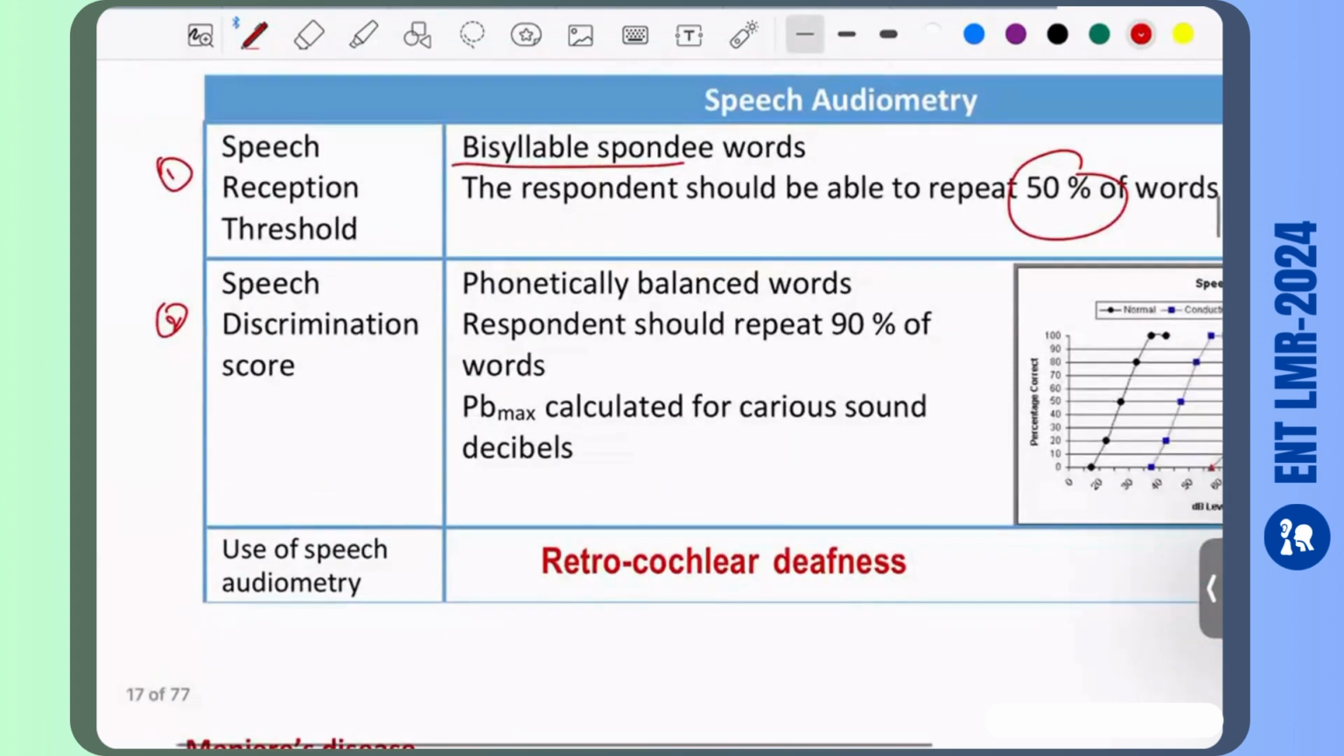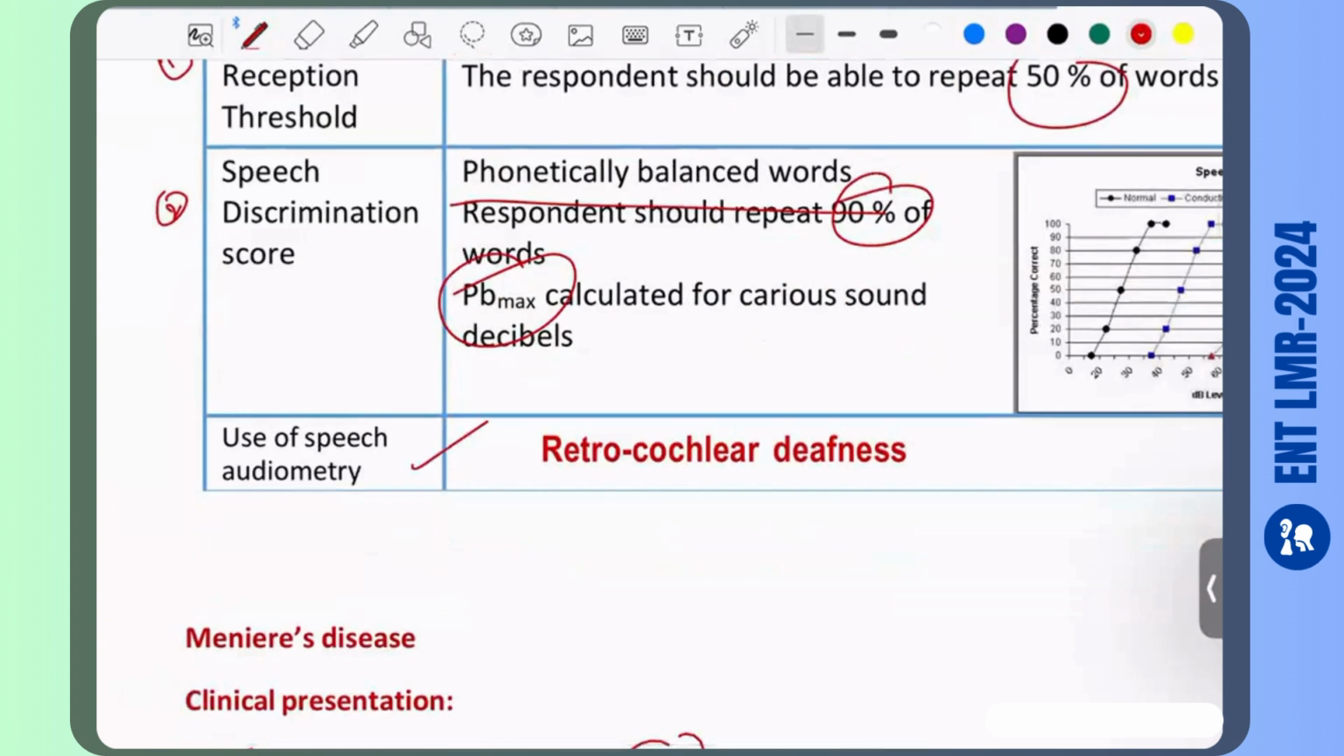But for speech discrimination score, the patient should be able to repeat at least 90% of the words. These are phonetically balanced words, and if the patient is able to repeat 90% of the words, we call it PB max. Speech reception threshold, 50% of words. Speech discrimination score, PB max, phonetically balanced score, 90%. Very, very important: the rollover phenomenon is seen only in speech audiometry, and it is used in retrocochlear deafness.